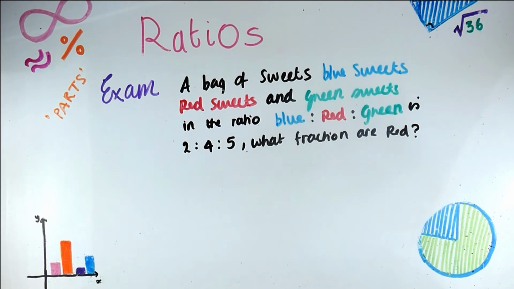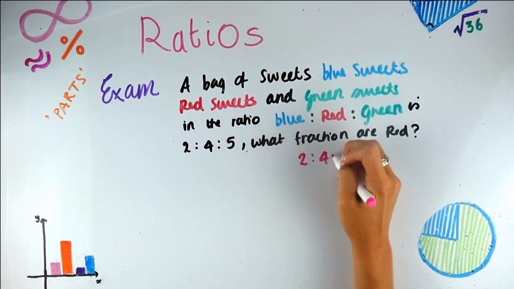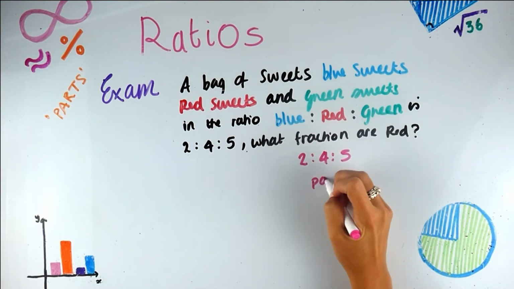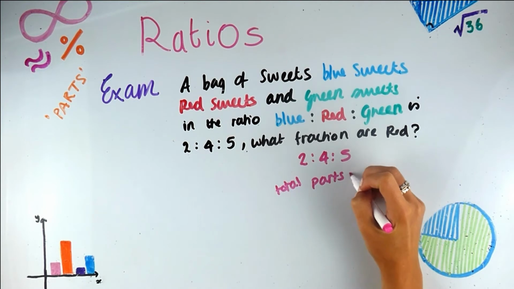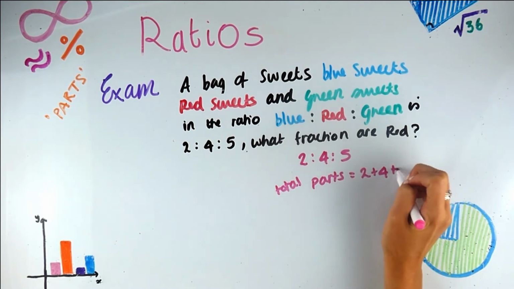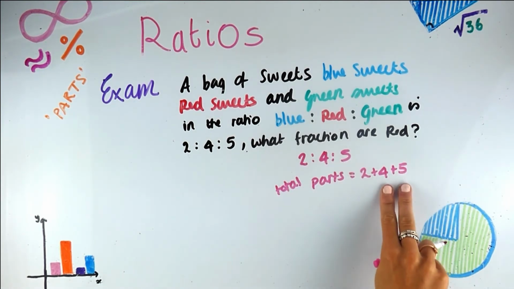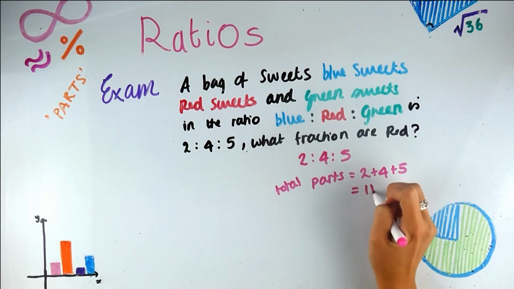Okay, so this is the next question, very similar. A bag of sweets, this time we've got blue sweets, red sweets and green sweets, in the ratio blue, red, green of 2, 4, 5. What fraction are red? So the same thing, we have our ratio. We want to know how many parts in total. So we add up all the parts: 2 plus 4 plus 5, so that is 9, 10, 11. So 11 parts in total.